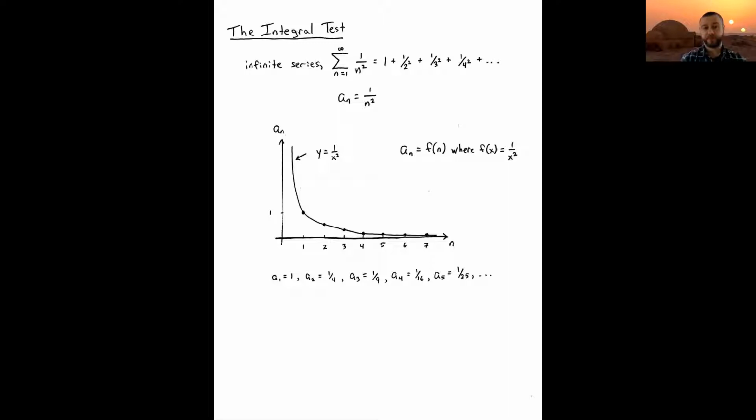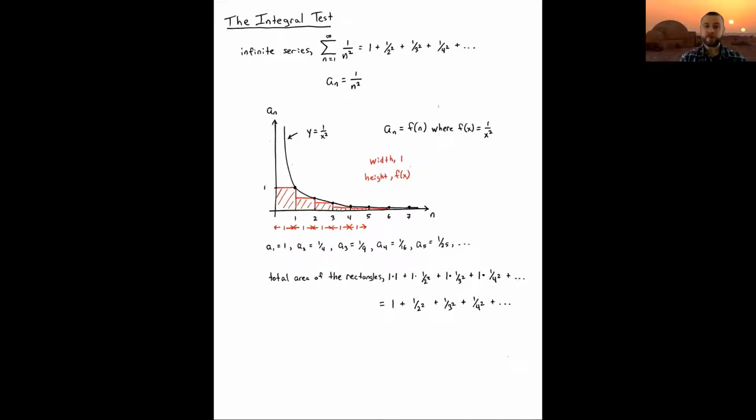Now this graph here, you can see it decreases very rapidly. There is a vertical asymptote at 0 for this function, but we're not going to be concerned about that since our infinite series starts with index value 1. Now, how we're going to make a connection to getting an integral from this is we're going to notice that all of our discrete values for n are 1 unit apart.